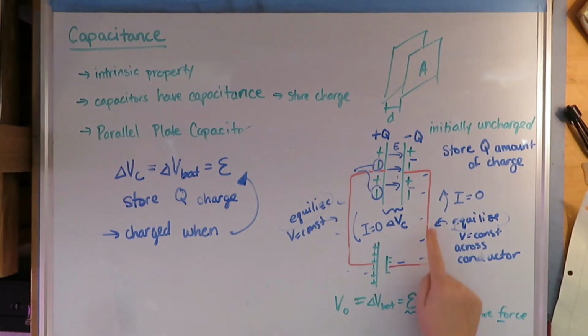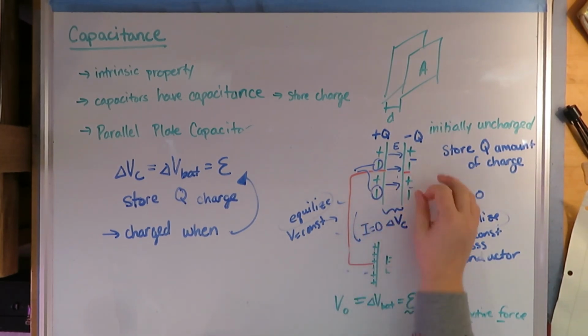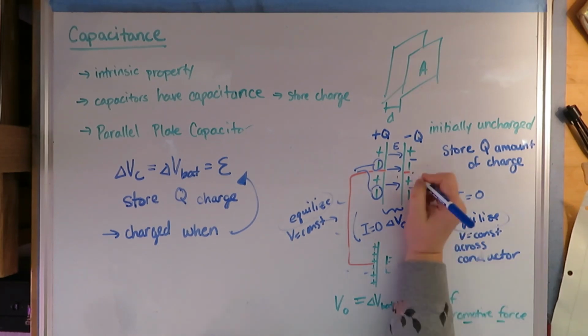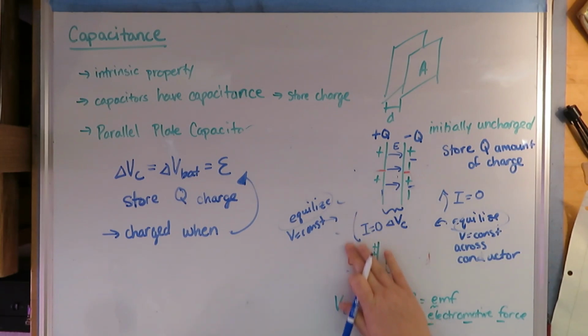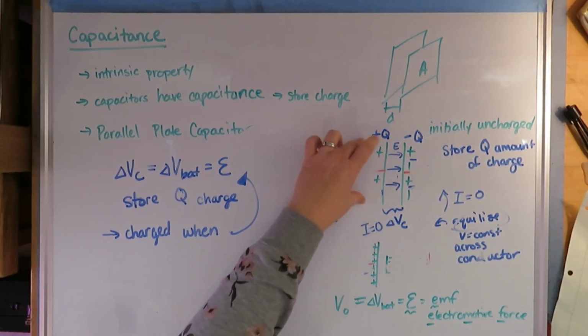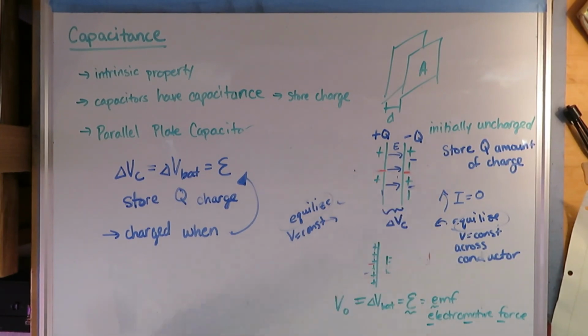So basically what happens if I disconnect this wire by unplugging an alligator clip or something, if this wire disappears, then I'm left with this charged capacitor, and I have an electric field between the plates, I have a stored charge Q, and I have a potential difference.